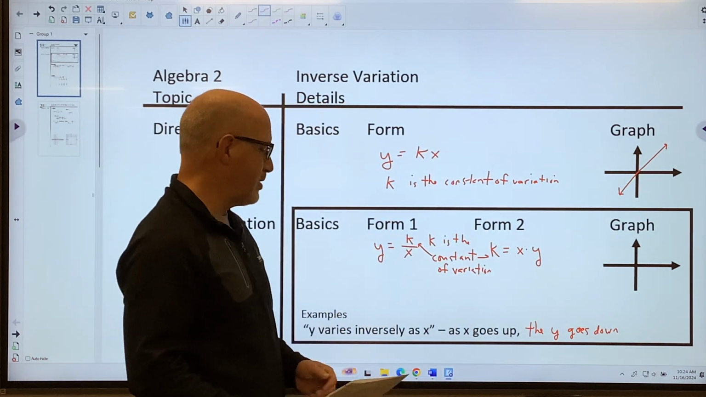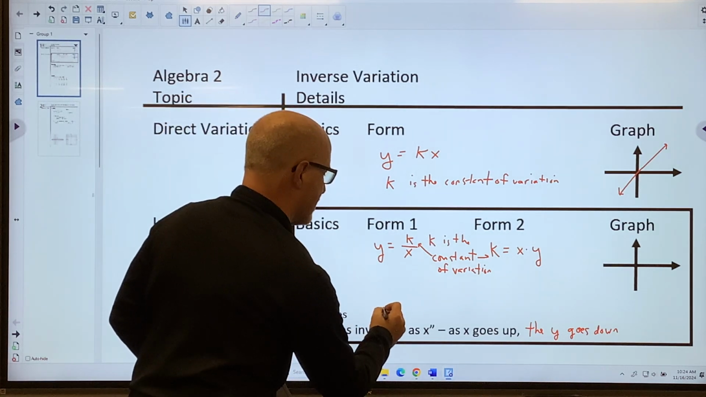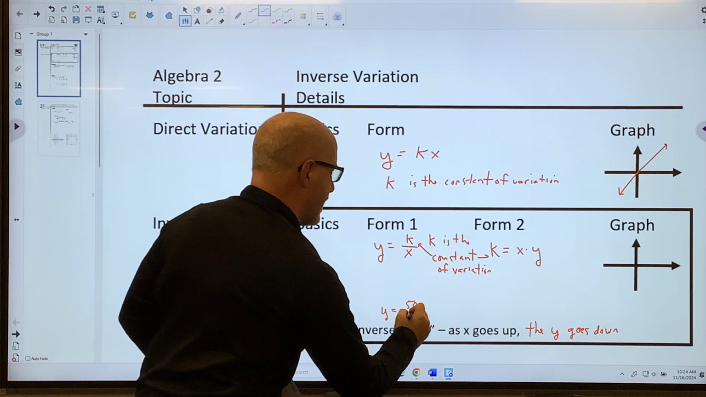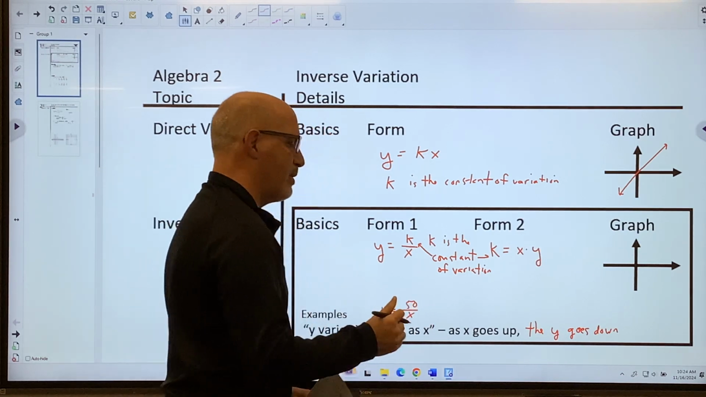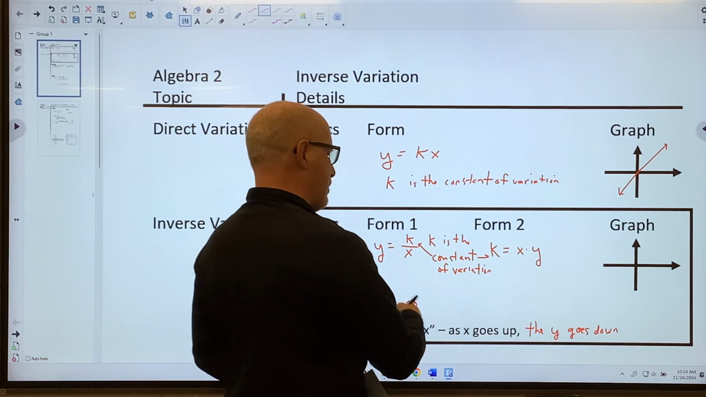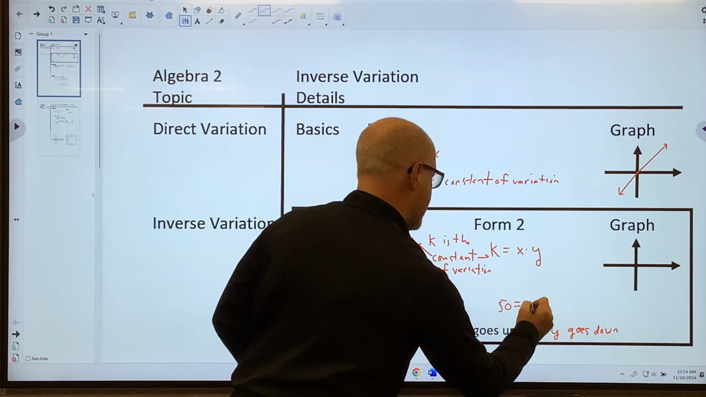Now, let's do some examples. An example of this might be y equals 50 over x, where our constant is 50, and we divide it by our x value to get the y. Another way to write this one is to multiply by x on both sides, and you get 50 equal to x times y.